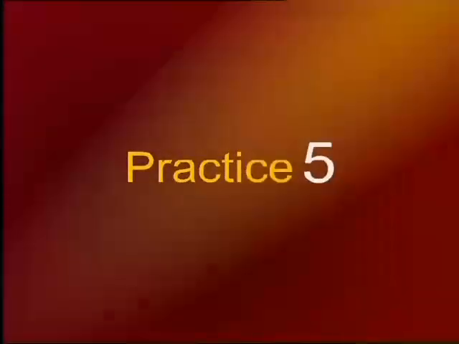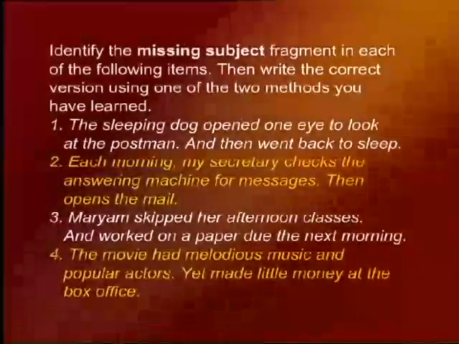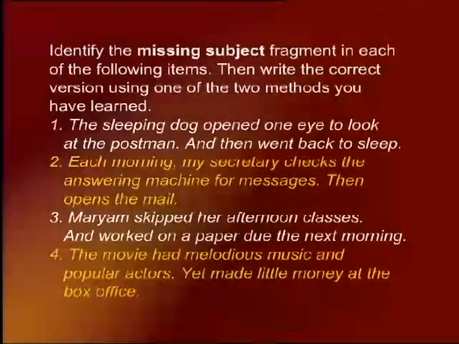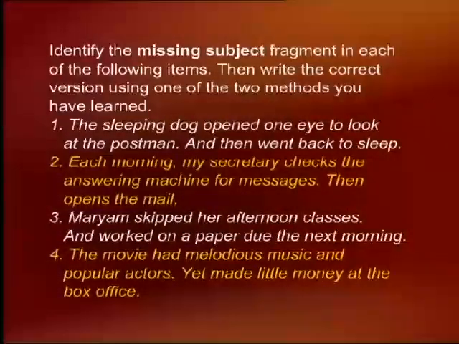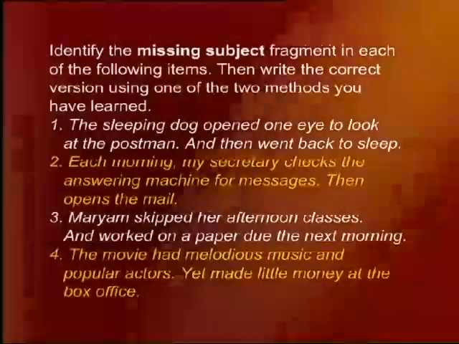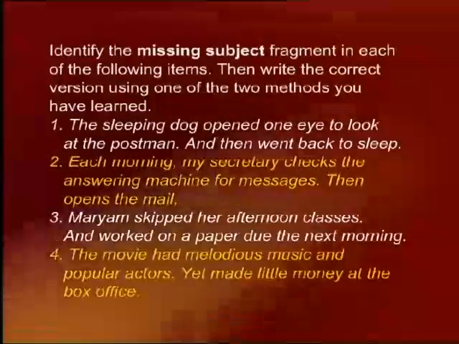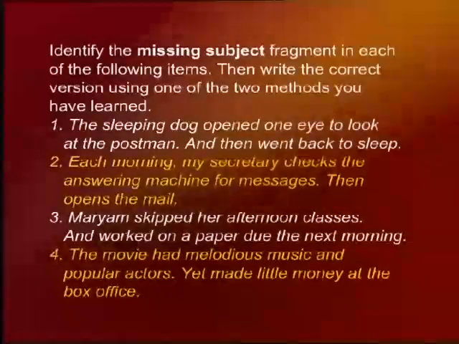methods. Now, another practice exercise. You identify the missing subject fragment in each of the following items. Then you can write the correct version using one of the two methods you have learned. Now, we have given you a lot of practice in these, in sentence structure. Look at the first one. The sleeping dog opened one eye to look at the postman. Fine. And then went back to sleep.